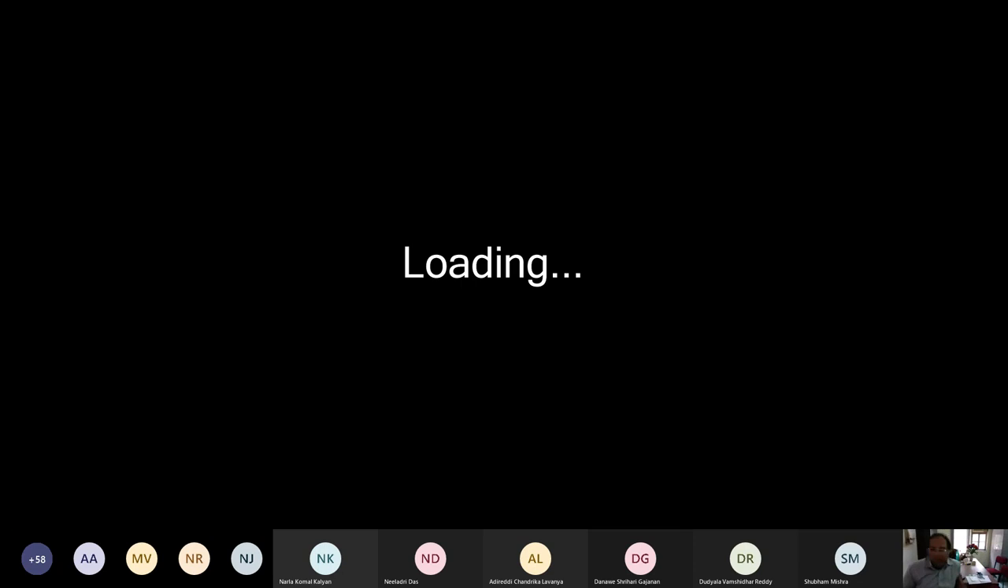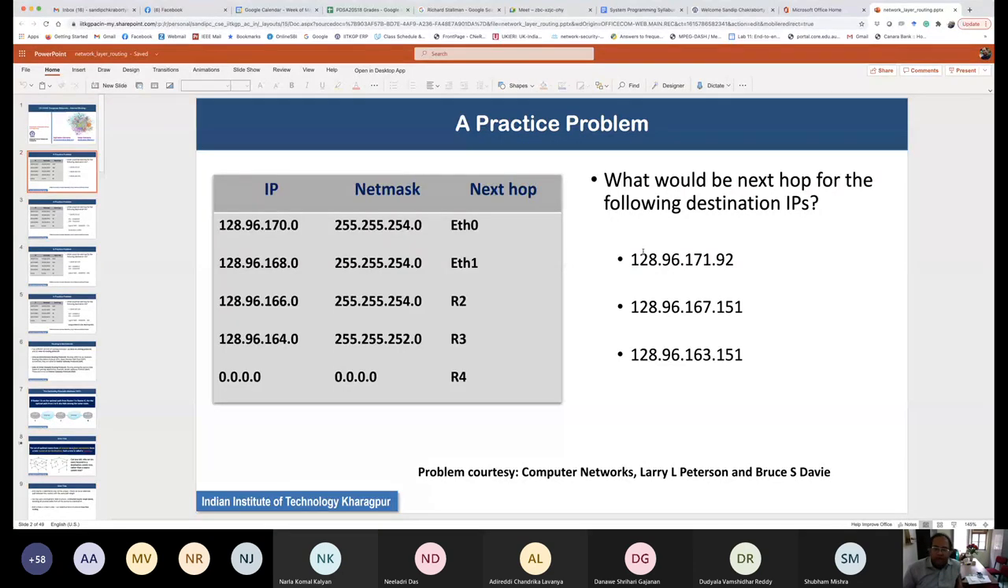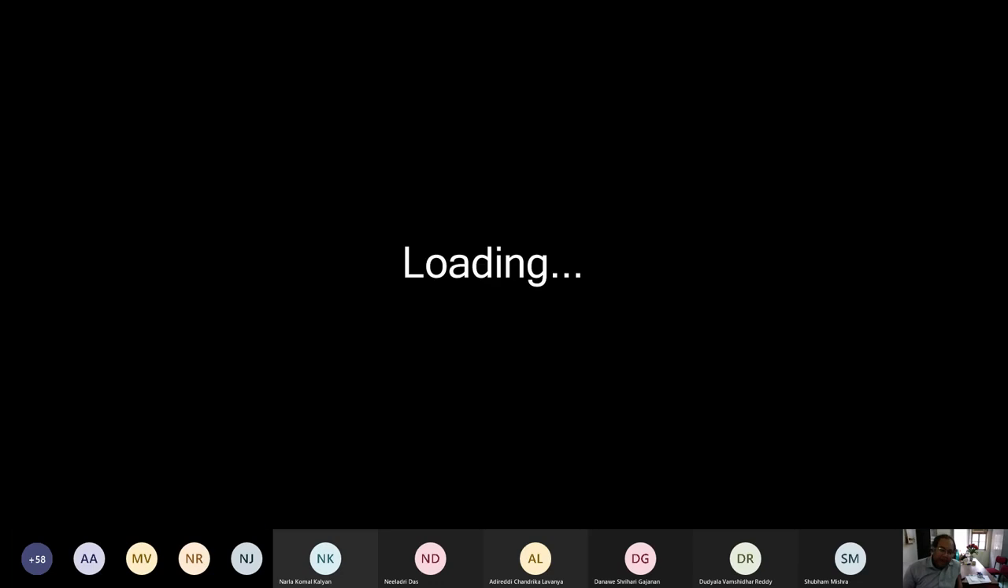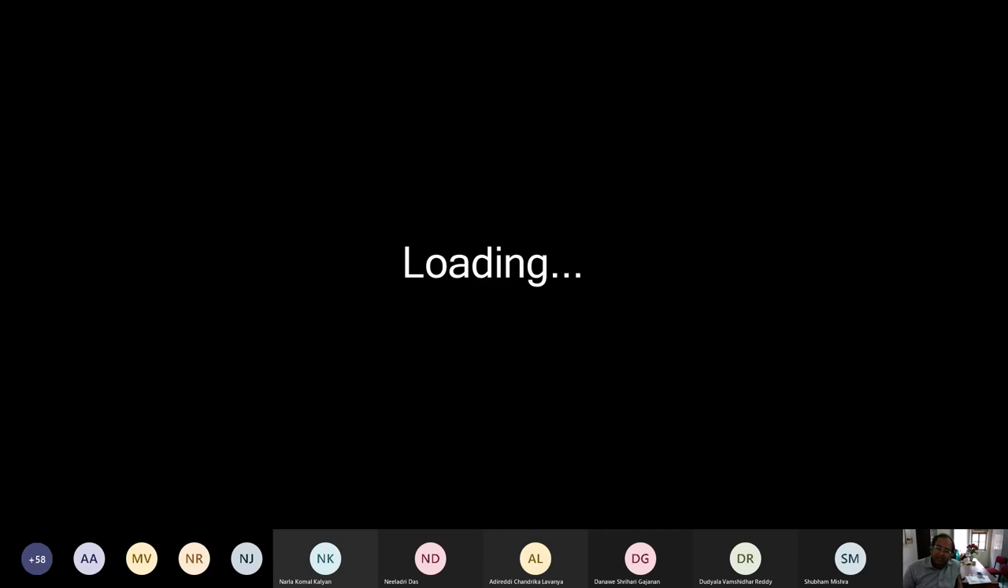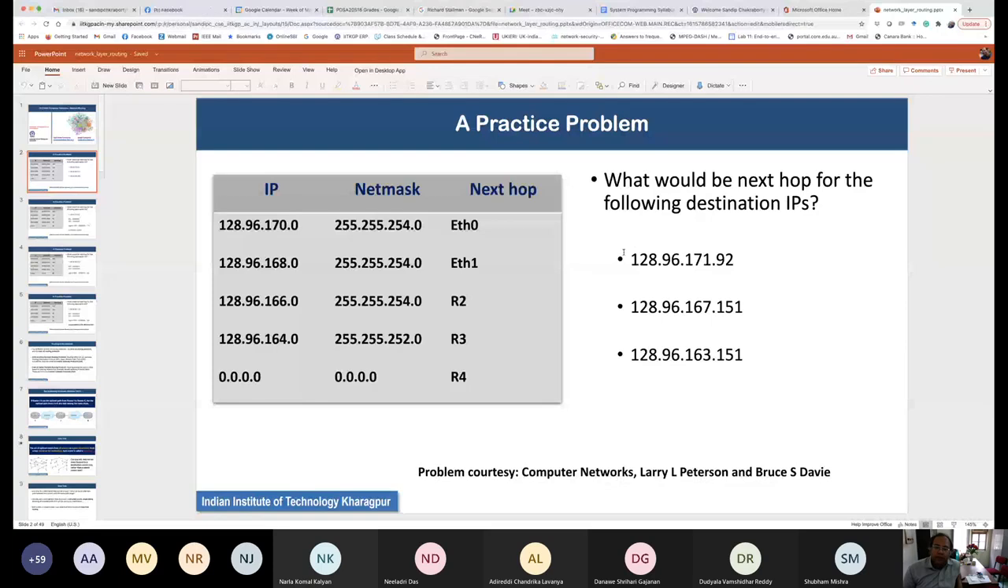The general procedure we discussed earlier is that you take this IP address, 128.96.171.92, do a logical AND with the corresponding net mask, and see whether you obtain this network IP or not. If you obtain this network IP, that basically means this particular IP address is a part of this network, and the corresponding next hop is going to be your next hop.